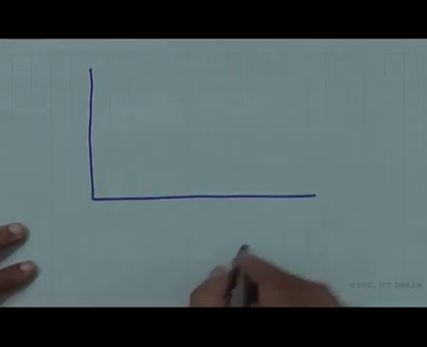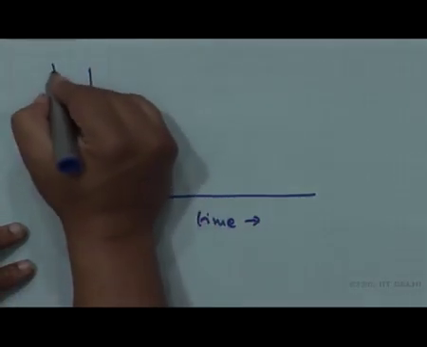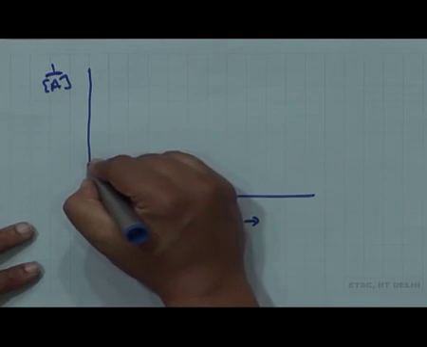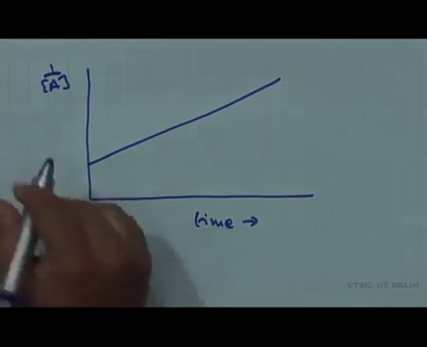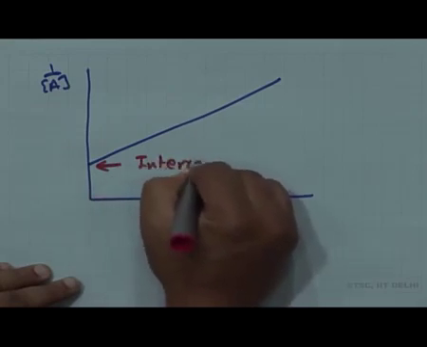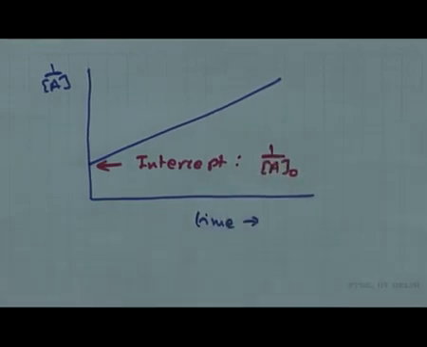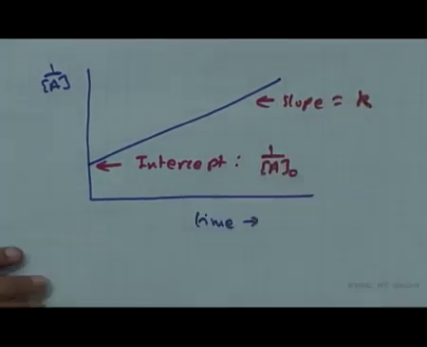if I have a plot like this with time on the x axis as usual and the reciprocal of the concentration on the y axis, then my plot would go something like this, okay, for a second order equation. And this intercept is 1 by A naught, and slope is equal to K. This is a positive slope, anyway you directly get K from here, okay.